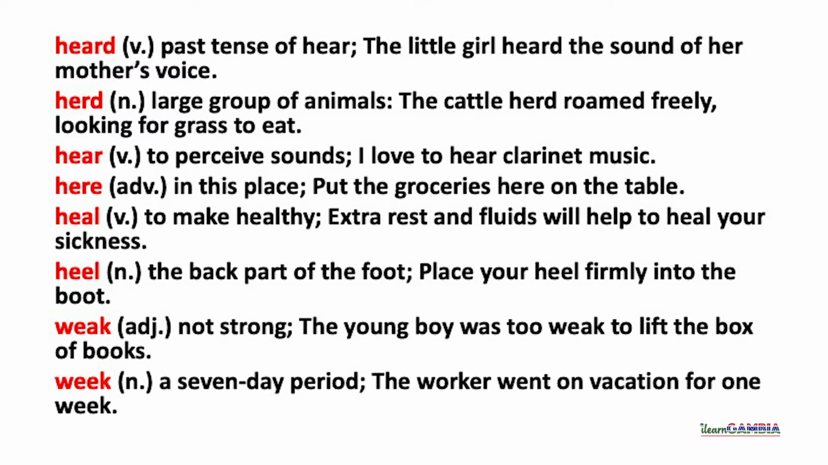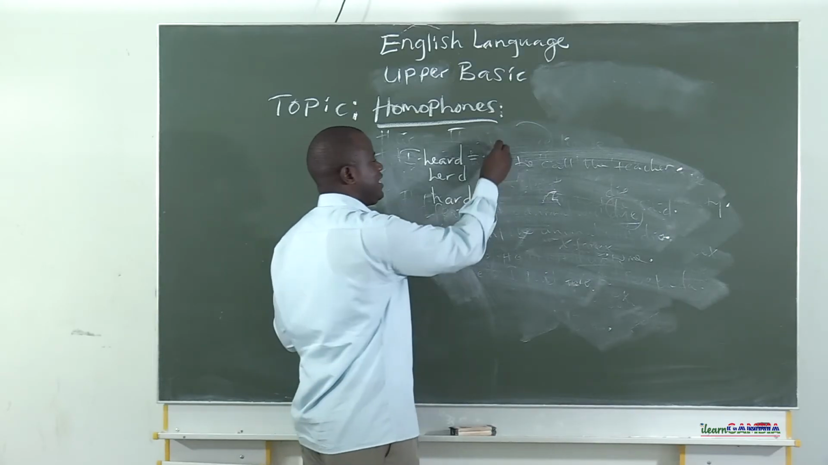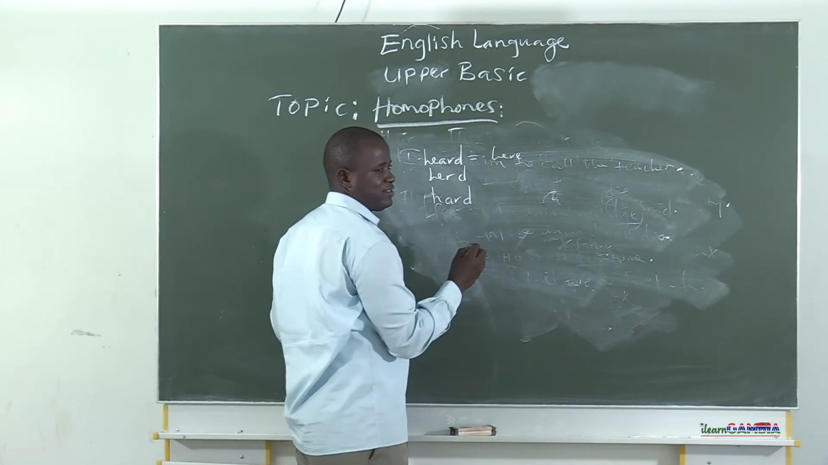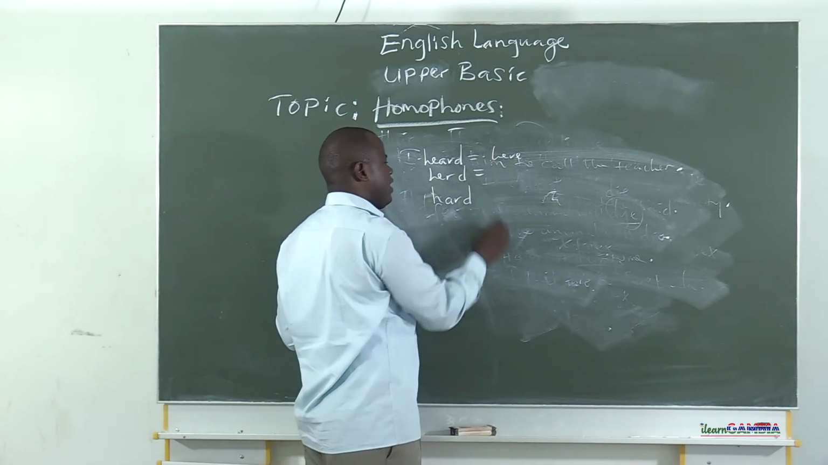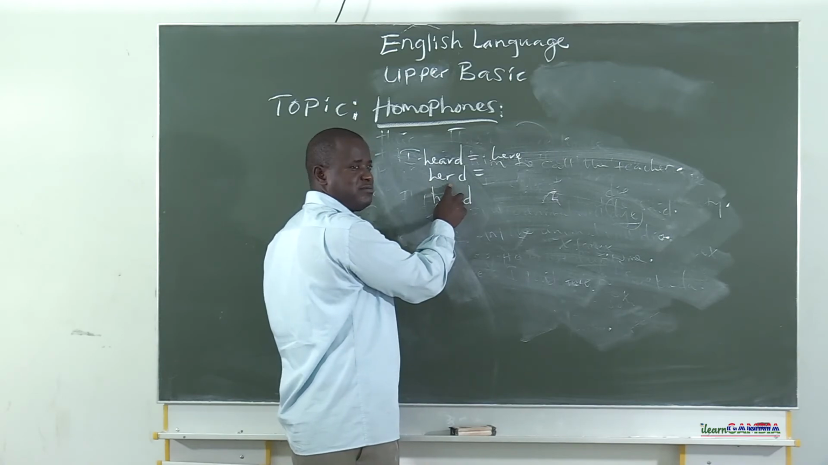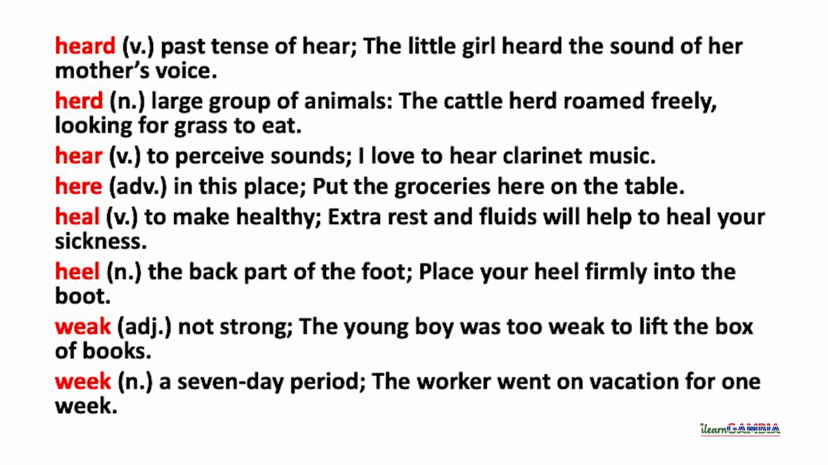Good. So we move on. This one is the past tense of "hear". So this one is a noun referring to a herd of cattle, but this one is the past tense of "hear".